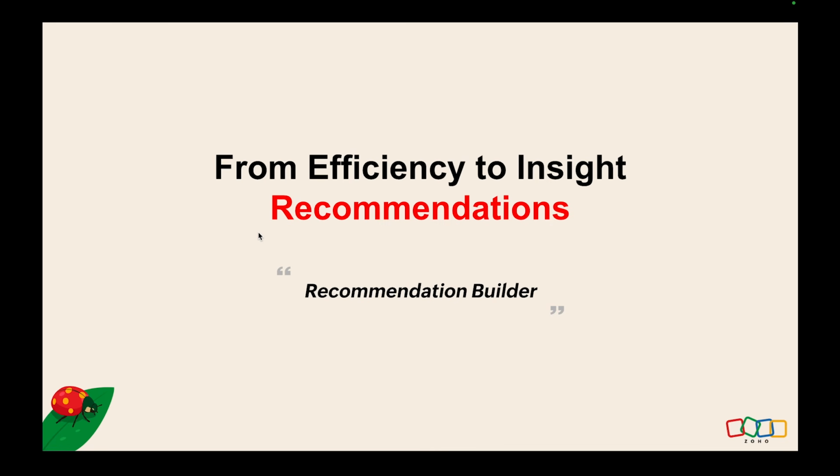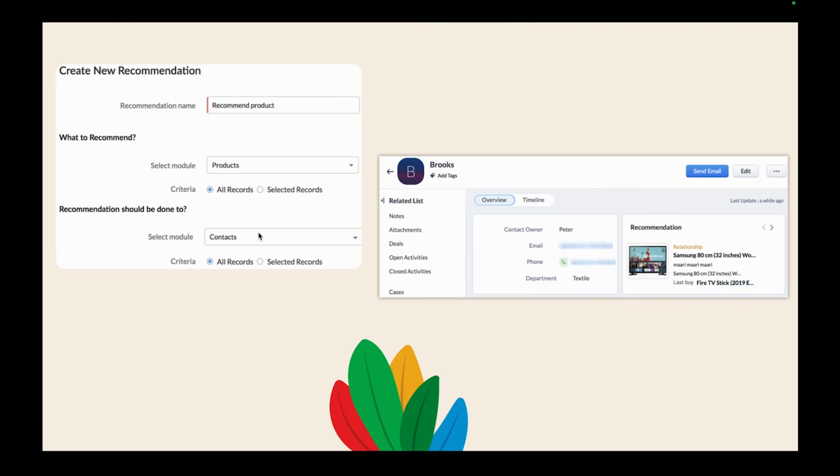So the first option you have is a recommendation builder. It allows you to create recommendations that you think would be suitable for your customers. So let's say you're selling a couple of products and you want to suggest related products to those customers. Well, that's what you're going to be able to do with the recommendation builder. You can go into the setup and create a recommendation. You can select the module that you want the recommendations to be shown for and which module the recommendations will appear in.